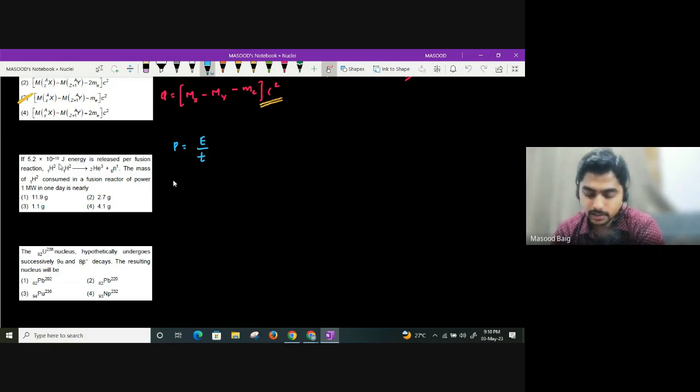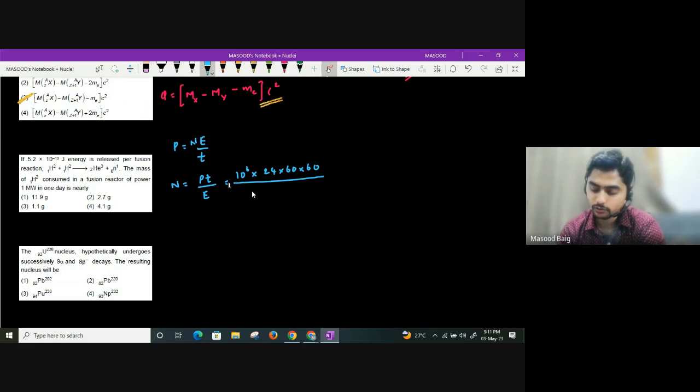5.2 into 10 power minus 13 joules is the energy released in one fusion. Let us say n fusions are taking place. So what would be the value of n here? You will get it as P into T divided by E. Power of the reactor is given as 1 megawatt, which is 10 power 6. Each day you have 24 hours, each hour 60 minutes, each minute 60 seconds. Energy released in one fusion reaction is 5.2 into 10 power minus 13 joules.